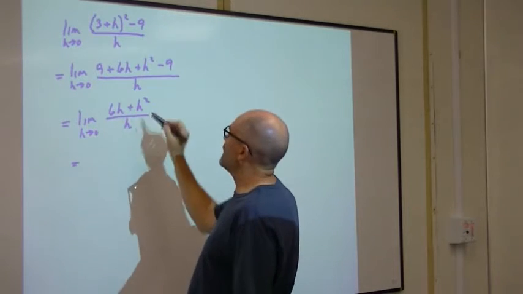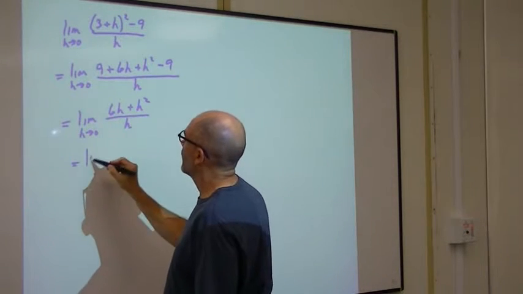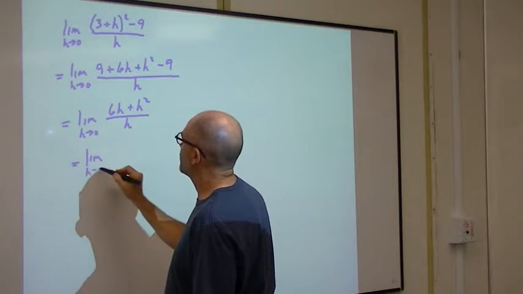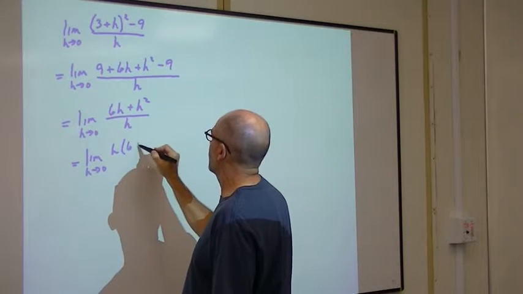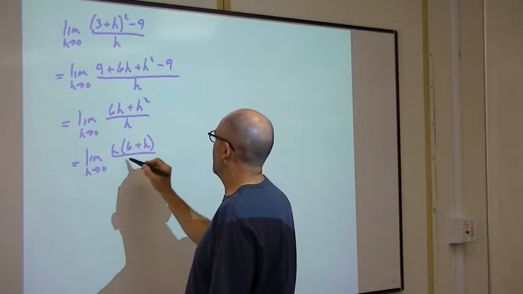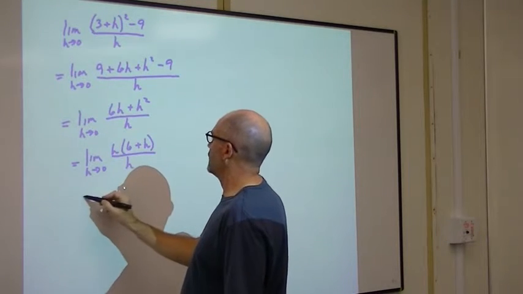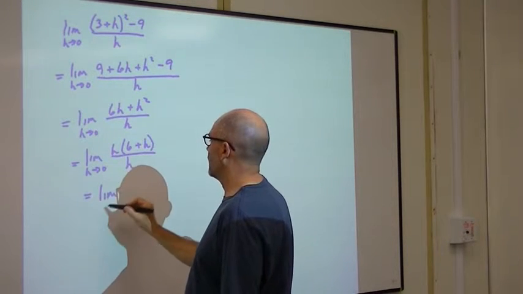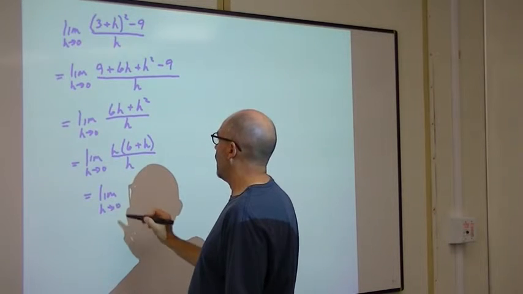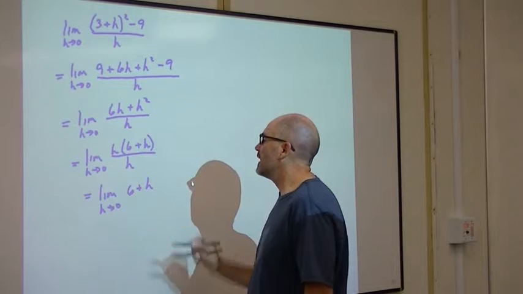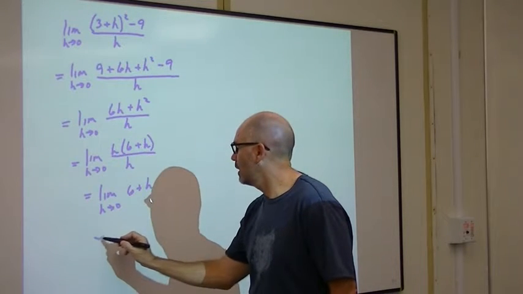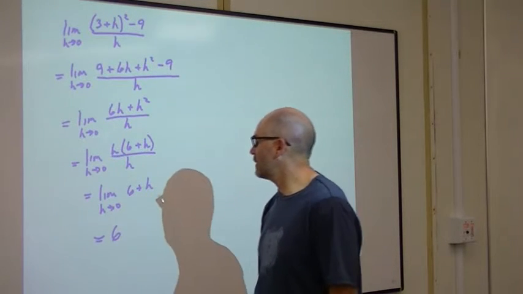Now notice the h's cancel, or if you want, I just factor an h out of the top. And now you can see the h's cancel clearly. So I've got the limit as h approaches 0 of 6 plus h. Now as h approaches 0, that whole thing just equals 6.